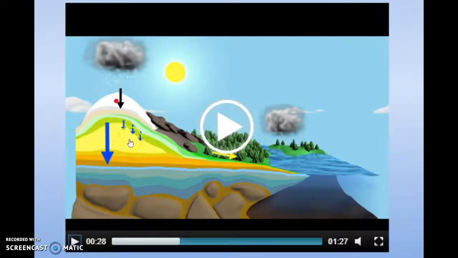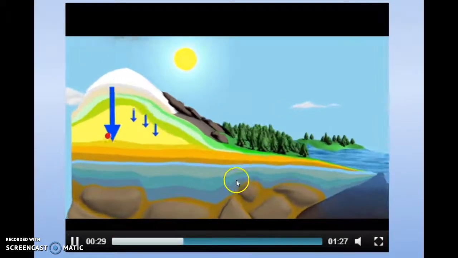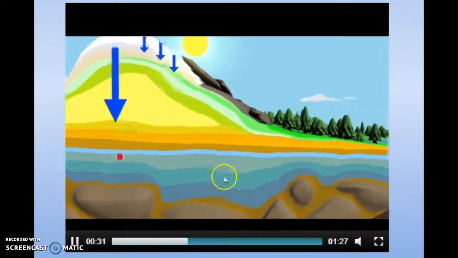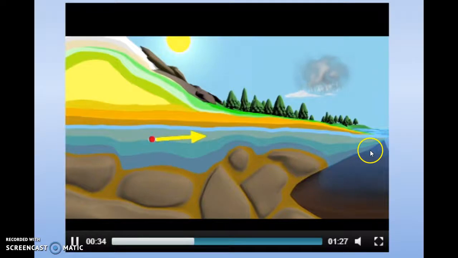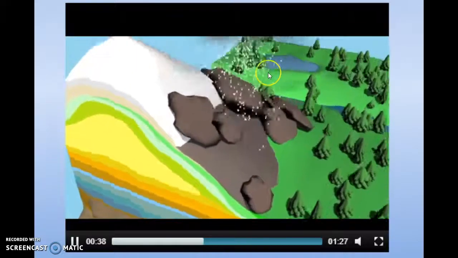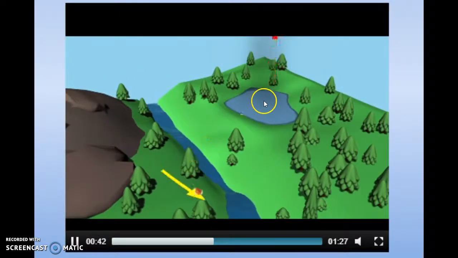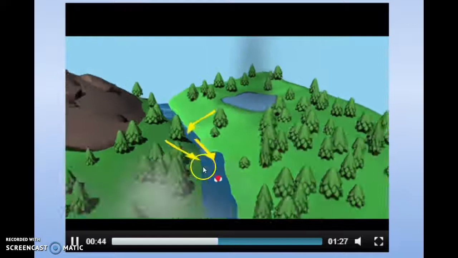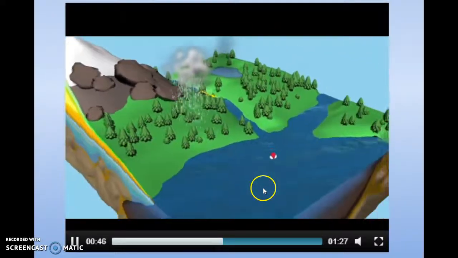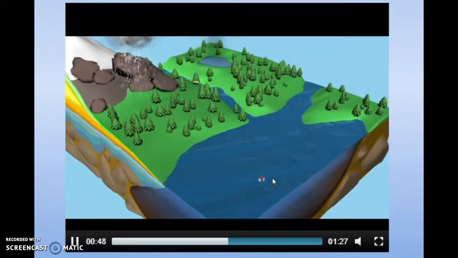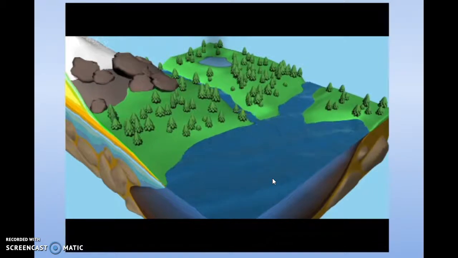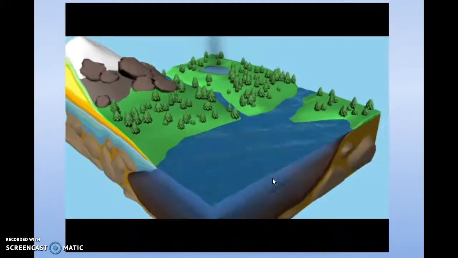So we see those arrows right here. They're going back into the earth, entering into the water table, back into the ocean, or they are evaporating. These ones are going into a stream or a lake. Water from the lake is either evaporating or going into the stream. And that water from the stream will eventually lead back into the ocean, which, if we remember, is where most of our water is located.